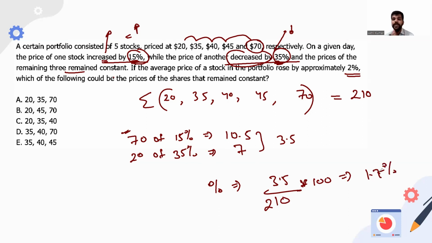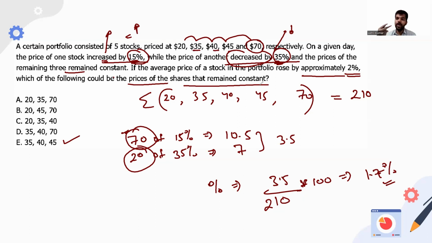Okay, read the question very carefully. It is mentioned that it is approximately 2%. It is not exact. That means 1.7 we can consider. So in this, we have changed 70 and 20. Remaining all the numbers will remain constant: 35, 40, and 45. 35, 40, and 45, yes. And in the question, they're asking the same thing, which of the following will be the price of the share that remains constant. So the two values have been changed and the remaining three numbers are constant. They are 35, 40, and 45.